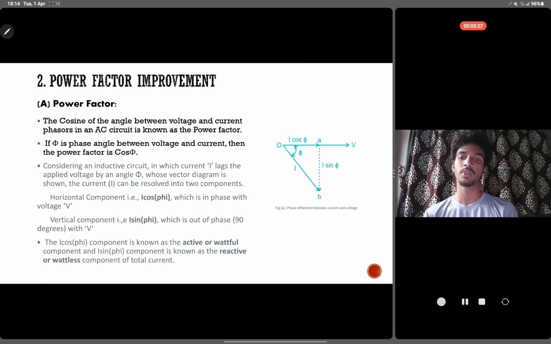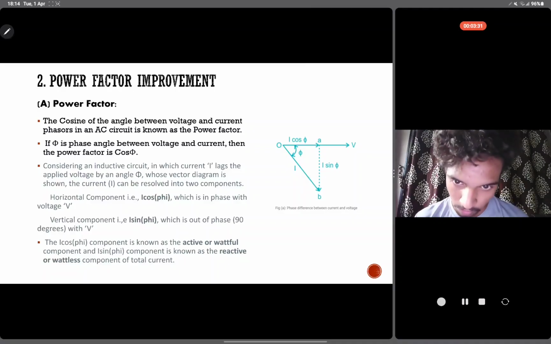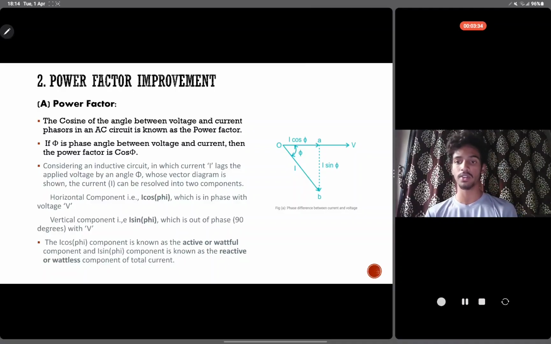The vertical component, which is in the direction of the y axis, is I sin phi, which is 90 degrees out of phase with V. The I cos phi component is known as the active or wattful component, whereas the I sin phi component is known as the reactive or wattless component of the total current. In simple terms, we can say that reactive or wattless power can be known as waste power.